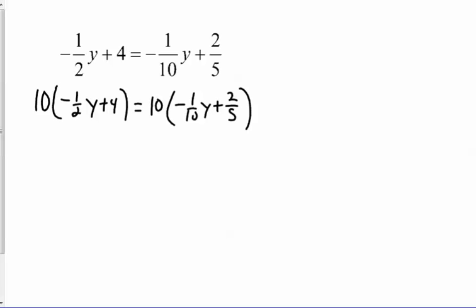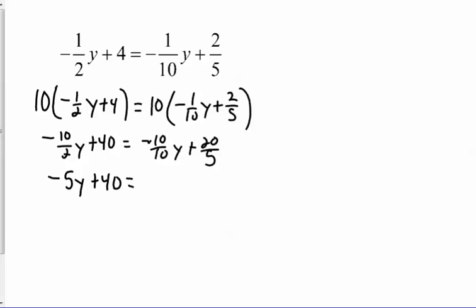So if we do that, we get negative 10 over 2y plus 40 equals negative 10 over 10y plus 20 over 5. Now when we do that, what happens is I get negative 5y plus 40 equals negative 1y plus 4. So now I'm just back to like we did in the last one. Here we have to figure out which one's bigger, negative 5y or negative 1y. Well, the bigger number, although you may disagree, is actually negative 1y. So we're going to add 5y to both sides.